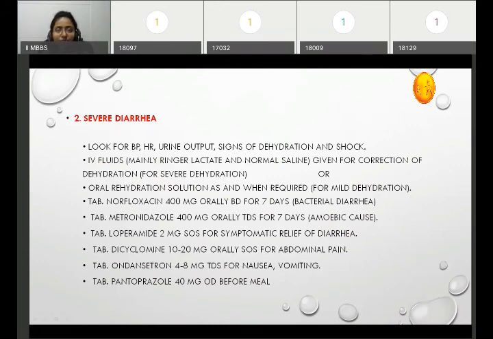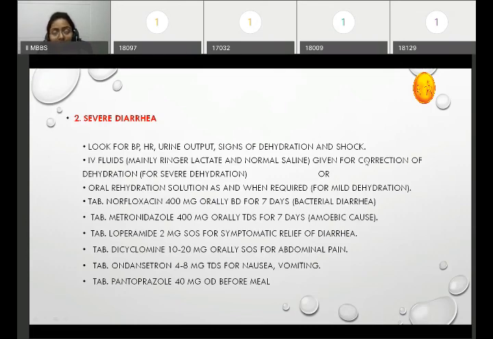So first you have to see the patient's BP, heart rate, urine output, and whether any signs of dehydration are there in the clinical examination or not. Then according to the dehydration signs, you have to add IV fluids or oral fluids. But as it is a severe diarrhea, you have to add IV fluids only, which may include Ringer lactate, normal saline. Okay, then ORS is also added as and when required.